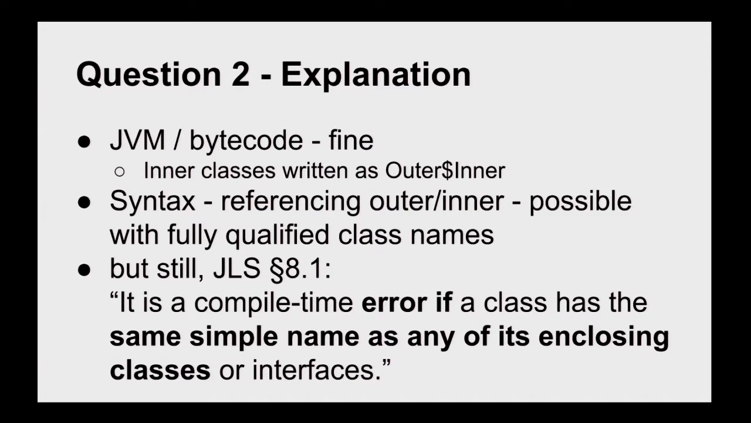But the JLS says, too bad, it's an error if you have the same simple name as any of your enclosing classes. By the way, this does work in Scala. Scala encodes inner classes similarly to Java, and it allows this. But the JLS says, too bad, you can't have it. I think probably because they think it would be too confusing having inner classes that have the same name. But anyway, it doesn't compile. Next question.